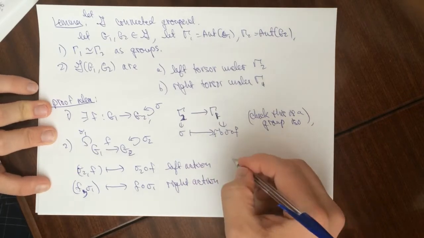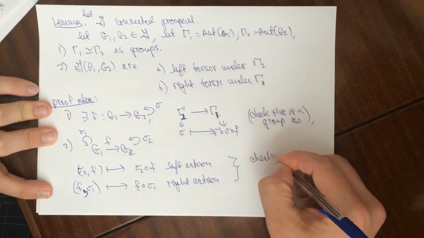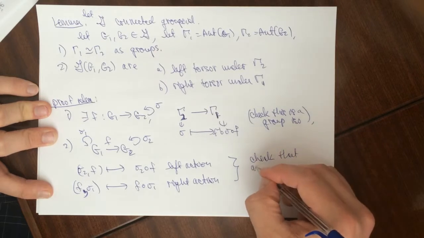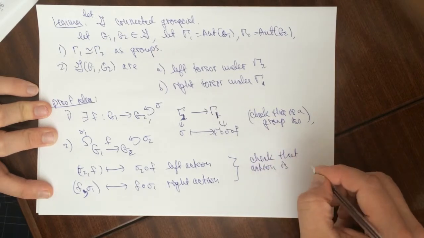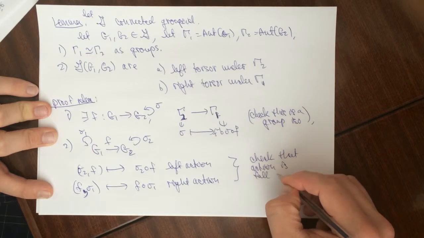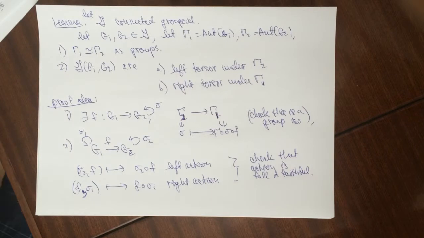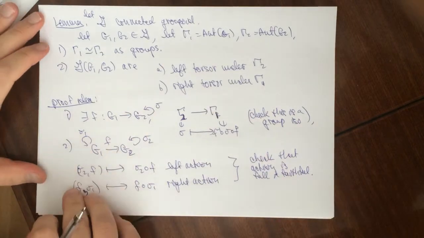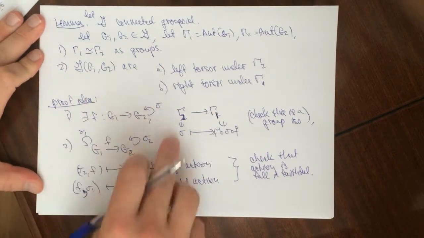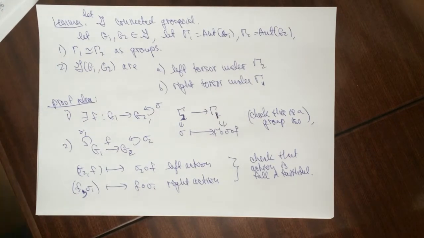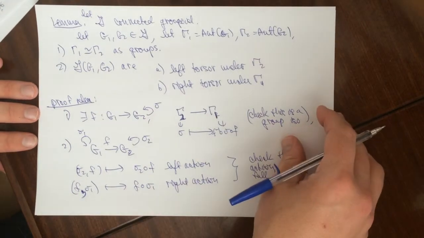And then you check that the action is full and faithful, so that it orbits the whole thing, and that if two guys go to the same guy under the action of an element, then they're the same. So we have this non-canonical isomorphism here. The reason I started talking about outer automorphisms is because we're going to make this canonical.